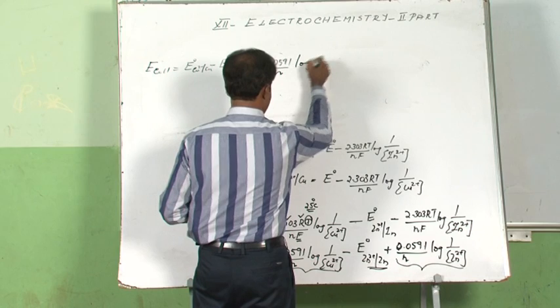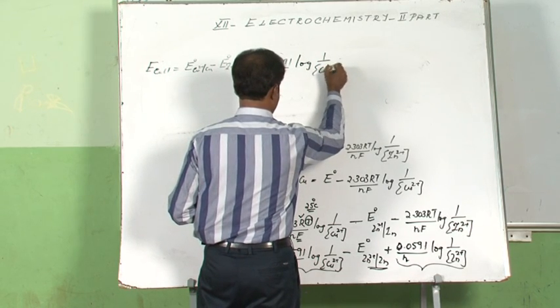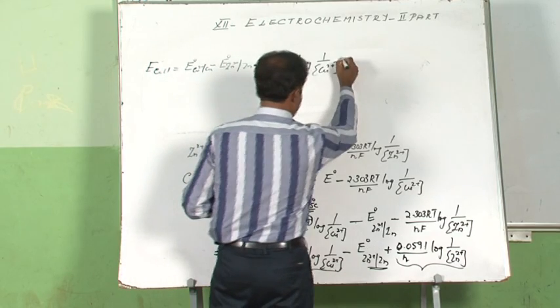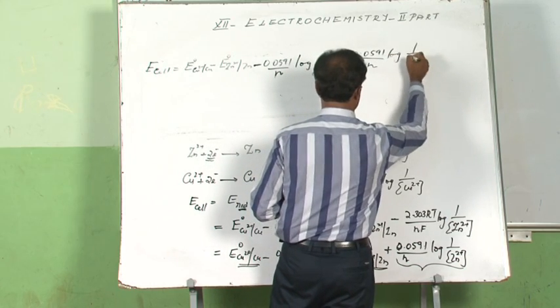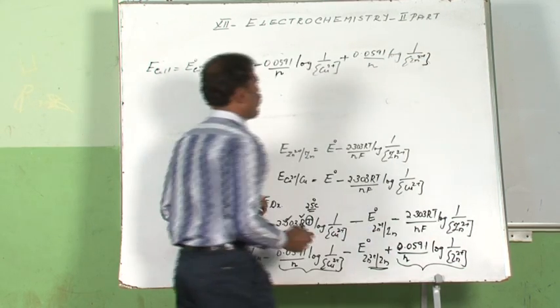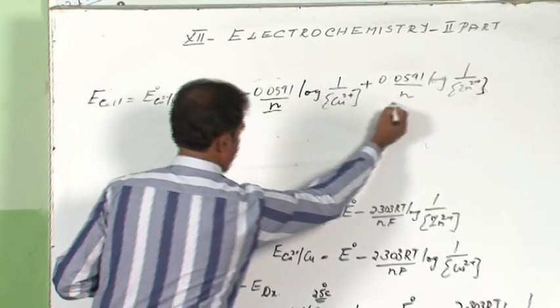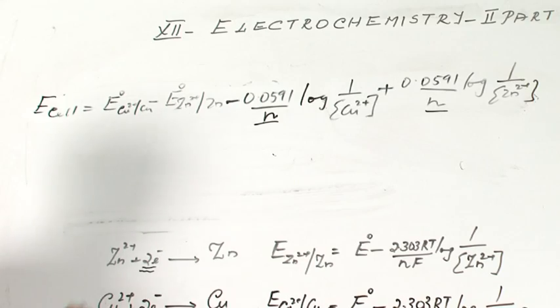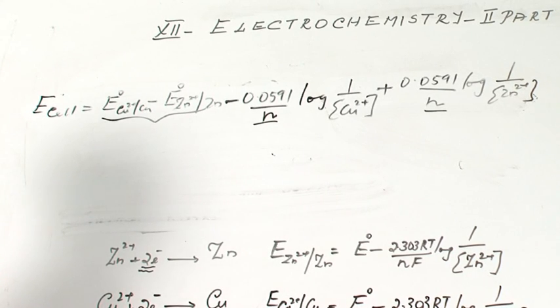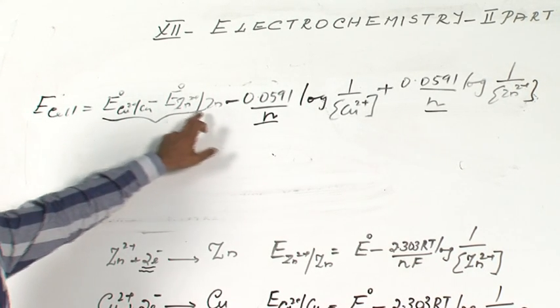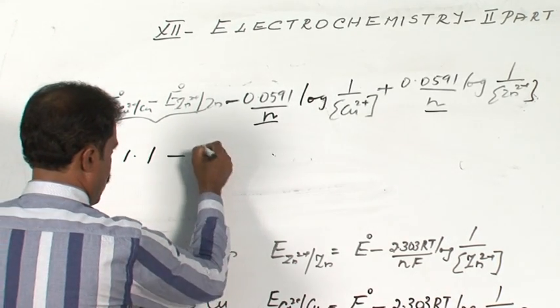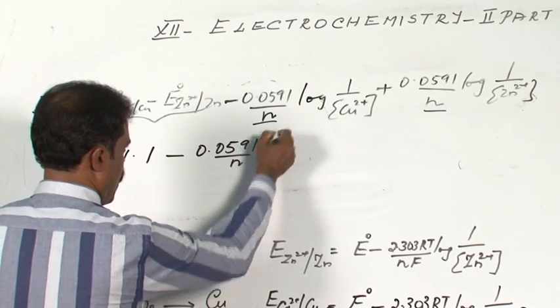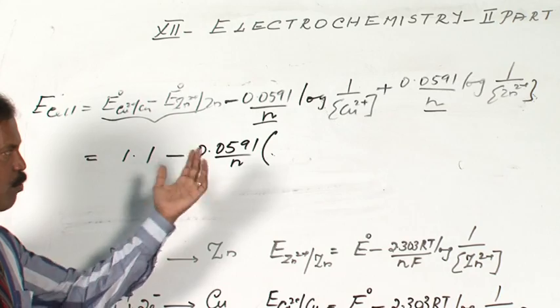Log of 1 by Cu2+, 0.0591 by n log of 1 by Zn2+. As you can see, this term is same on both the expressions, and this value we already know because this is E0 of the cell, because E0 of the cell is E0 of Cu2+/Cu minus E0 of Zn2+/Zn, whose value comes to be 1.1. So if you take this as constant, 0.0591 divided by n, a common term from both the expressions.